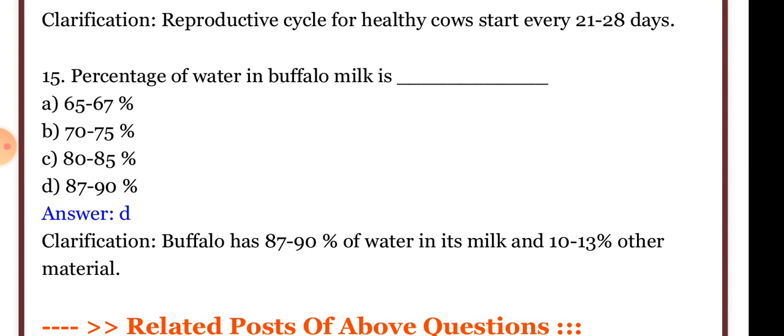And on average, the solids of the milk of cattle and buffalo are 12%. So on average 88% is water in milk, and 10 to 13% is other material or solids. And in these solids, 4% are proteins, 4% are carbohydrates, and 0.7% are minerals.